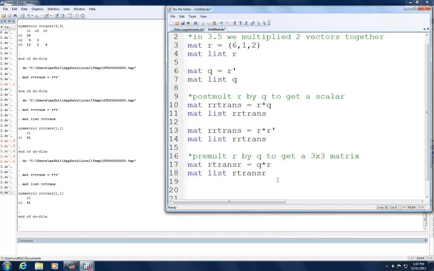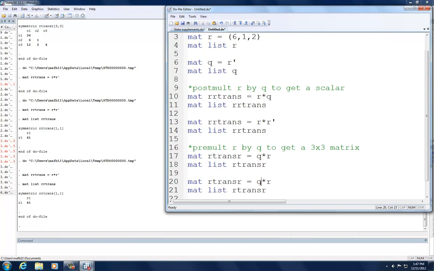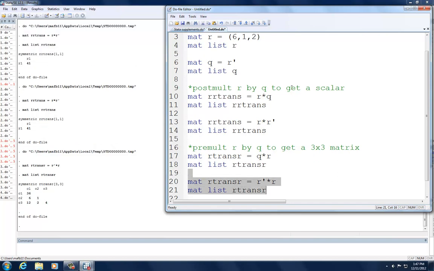Same thing goes down here. If we called this R transpose and we ran it, we would get the same values. So if you wanted to make it easier for you, there's two different ways. You don't actually have to do this step where you define R transpose as Q, but you certainly can.